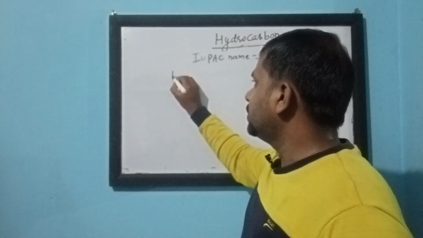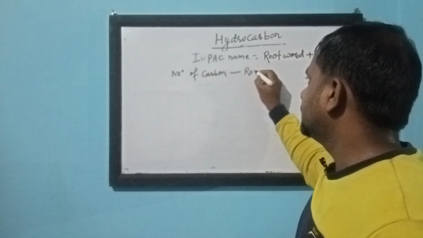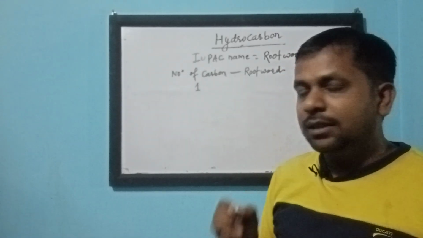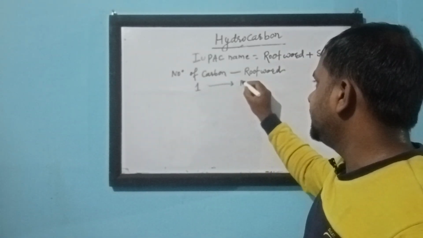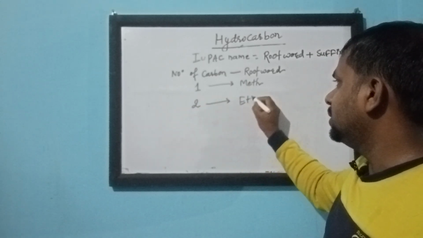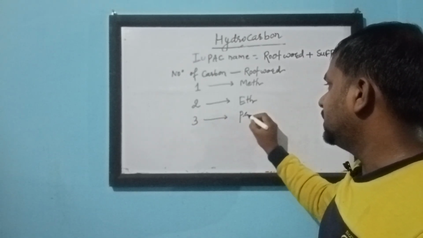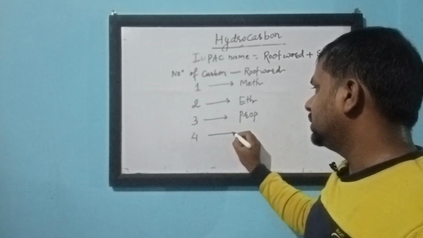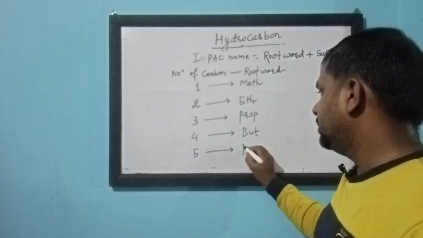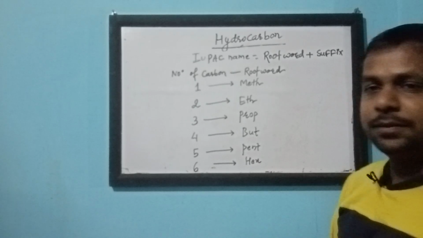And what is the root word? Root word is determined by the number of carbons. For example, if the number of carbons in the hydrocarbon is 1, then the root word will be meth. If the number of carbons is 2, the root word will be eth. If it is 3, the root word will be prop. If it is 4, the root word will be but. If it is 5, the root word will be pent. If it is 6, the root word will be hex.